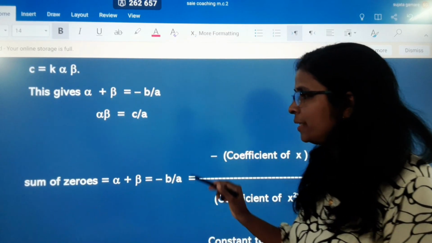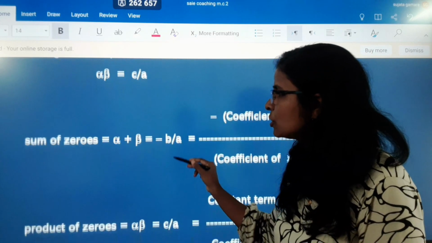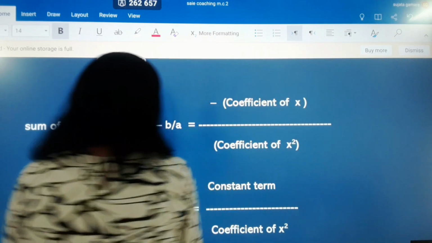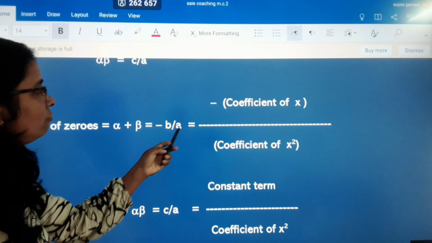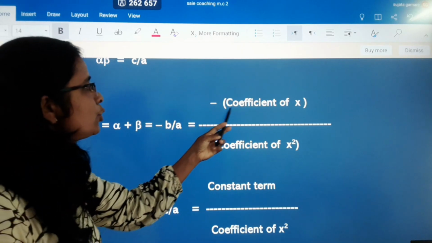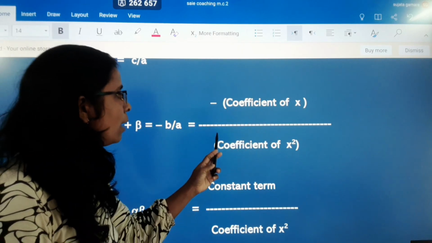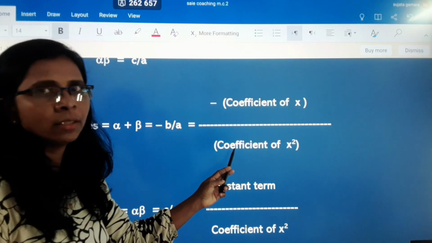Okay. So that means the sum of zeros, which is equal to alpha plus beta, we get as minus b upon a, which is equal to minus coefficient of x upon coefficient of x square.